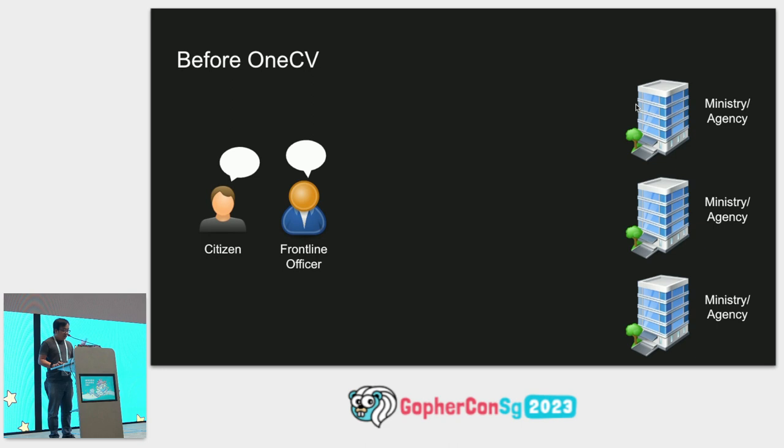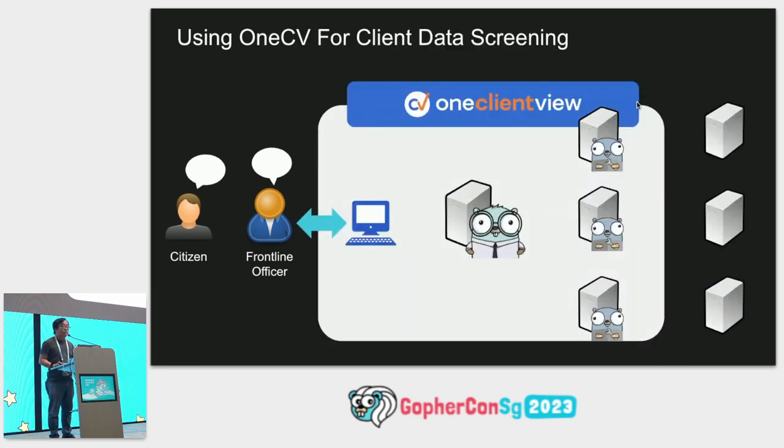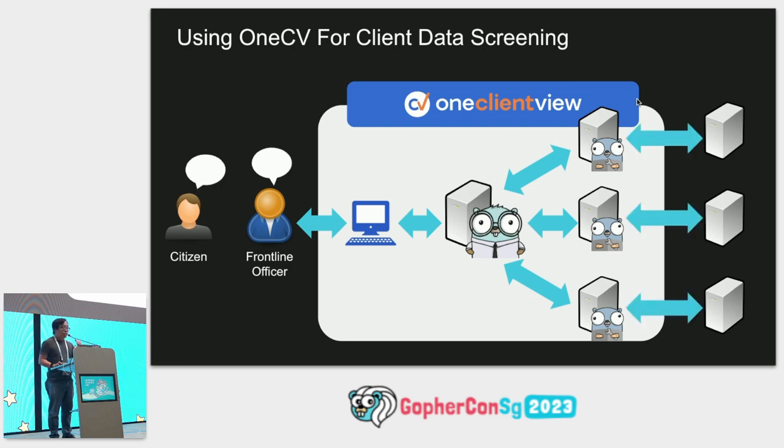So imagine the situation before OneCV came into the picture. It was a very, very manual process. Frontline officers had to either call or email the various ministries or agencies to get a client's information. That's where OneCV came into the picture. The whole backend is mostly built in Go. Once a frontline officer sends a request to our backend to retrieve the client's information, it triggers a set of microservices in the backend to retrieve the data from the various ministries or data sources.